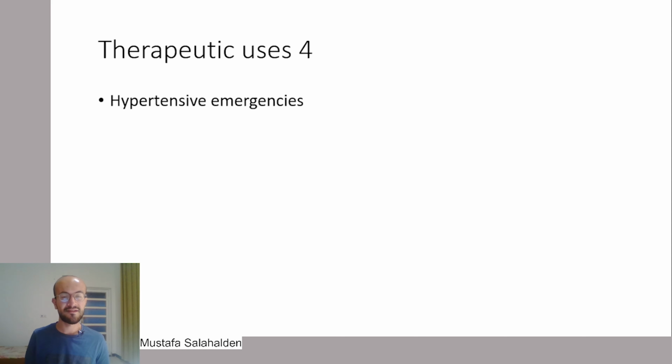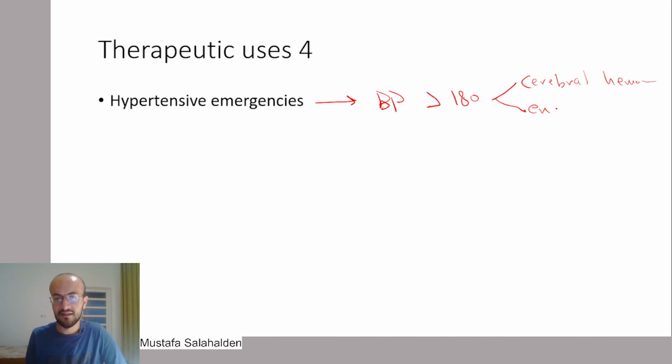Now let's move on to hypertensive emergencies. So diuretics work in hypertensive emergencies, which means that the systolic blood pressure is more than 180, and if the systolic blood pressure is more than 180, this might lead to cerebral hemorrhage, which is very dangerous, and also might lead to encephalopathy, which is also very dangerous. That's why we would use the loop diuretics to relieve those hypertensive emergencies.